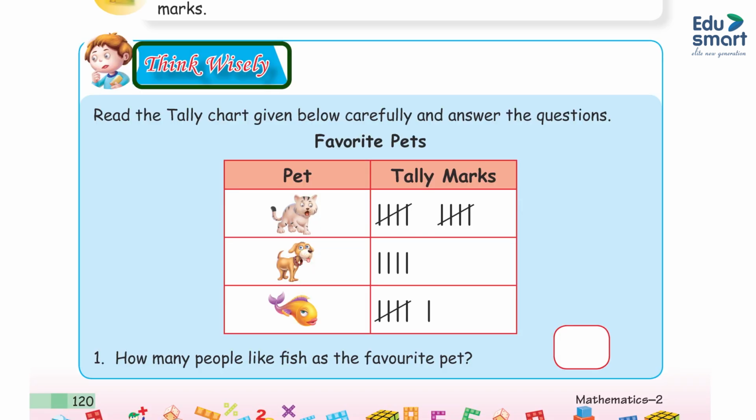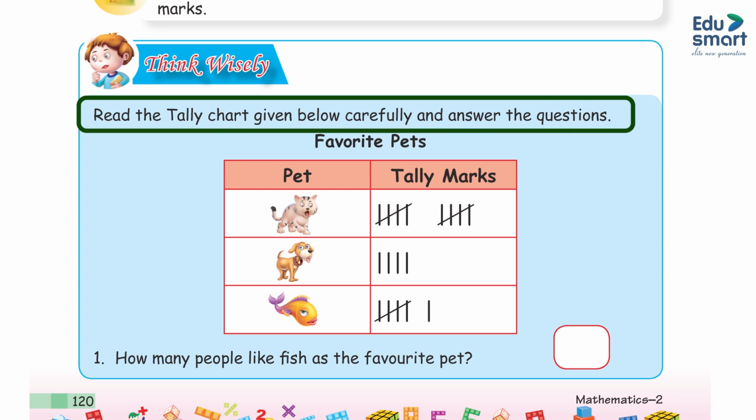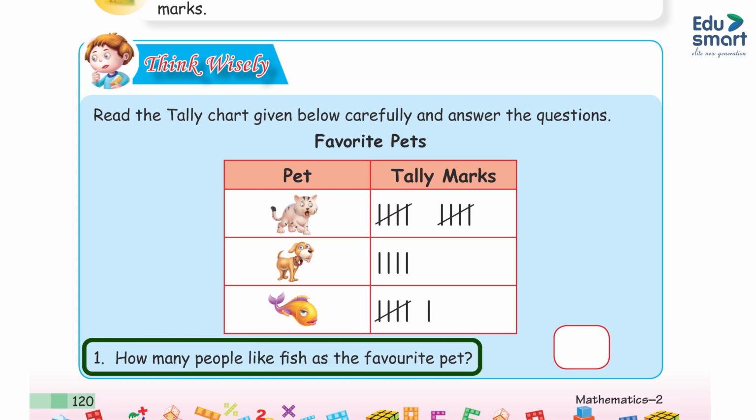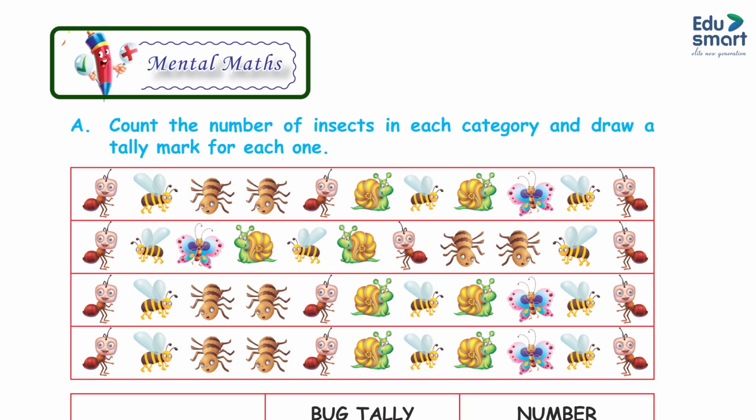Think wisely. Read the tally chart given below carefully and answer the questions. Favorite pets: pet, tally marks. 1. How many people like fish as the favorite pet? Answer: 6.